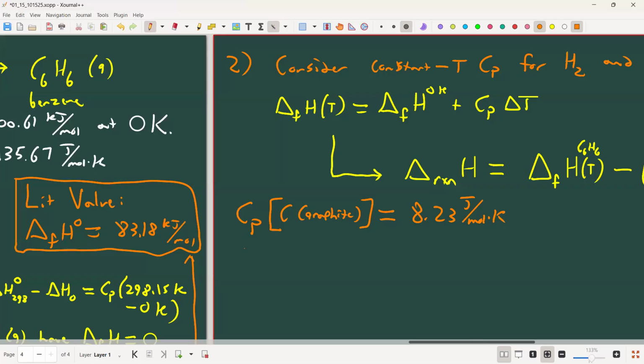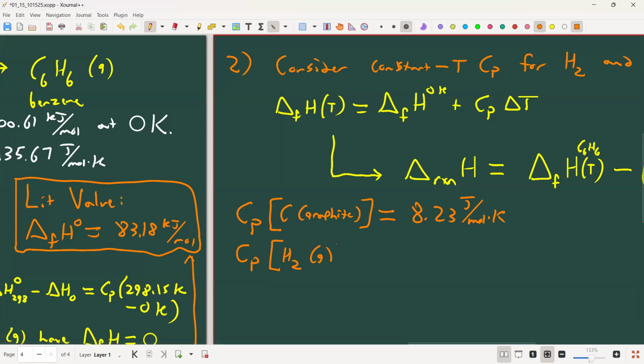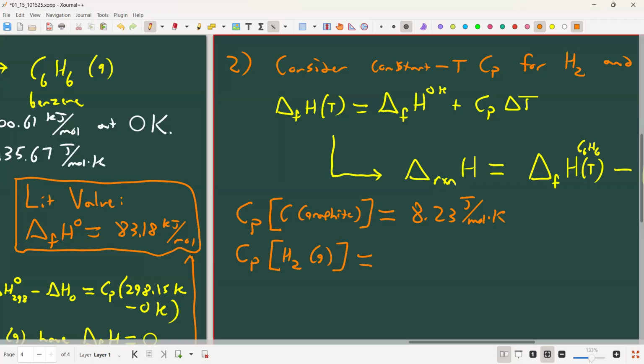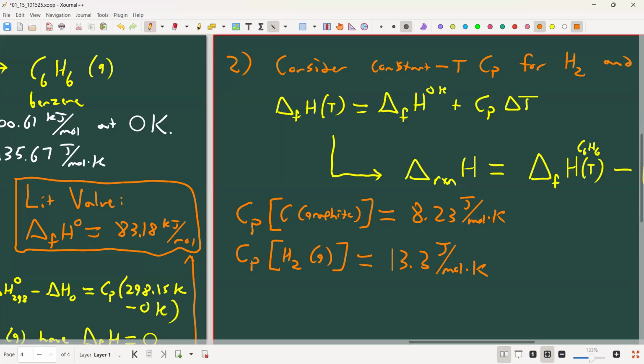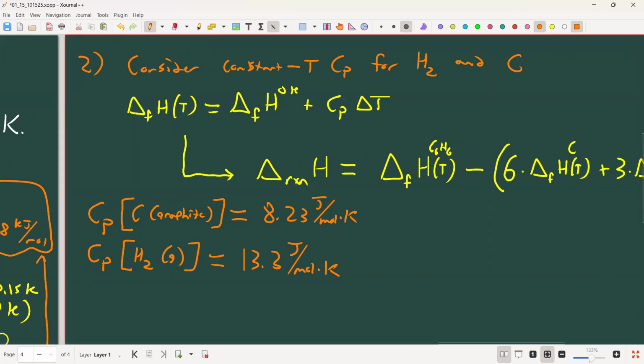And the heat capacity for hydrogen gas is, of course, a little larger, but it's not very big because, again, hydrogen only has one vibration, just the stretch. 13.3. Okay, so that means that the enthalpies of formation of carbon, of graphite, and H2 are going to increase with these slopes as a function of temperature. So let's go ahead and calculate that now.